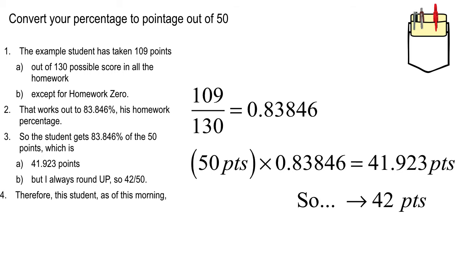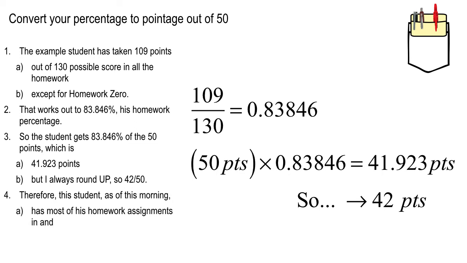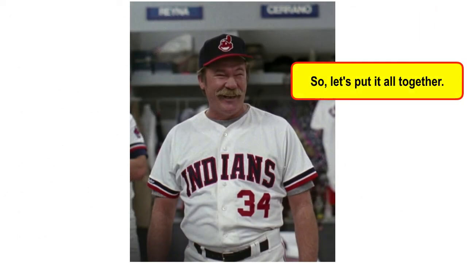All right. So this student, as of this morning anyways, has most of his assignments in, and he's earned 42 points for his grade from the homework. Now you can calculate this at any time. I'm just doing it here as in this example, but if you haven't done homework 6, and then you take homework 6 and you get 100% on it, recalculate your pointage. Because every time you do well on the homework, it'll bring your pointage up a little bit. Okay, so let's put it all together.